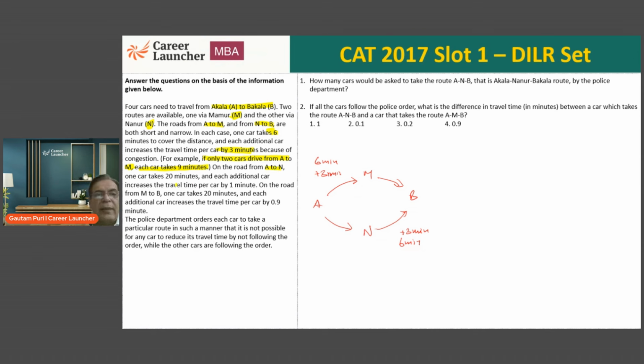On the road from A to N, 1 car takes 20 minutes. So A to N, 1 car will take 20 minutes. And each additional car will increase the travel time per car by 1 minute. So additional car means plus 1 minute per car. On the road from M to B, one car takes 20 minutes and each additional car increases the travel time by 0.9 minutes. So M to B, it is 20 minutes and plus 0.9 minutes.